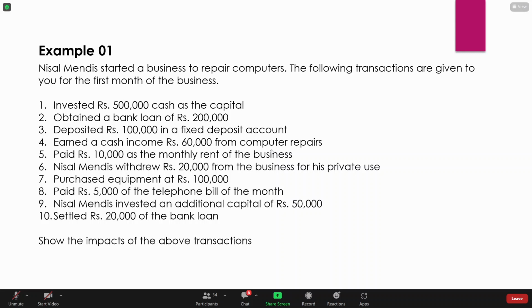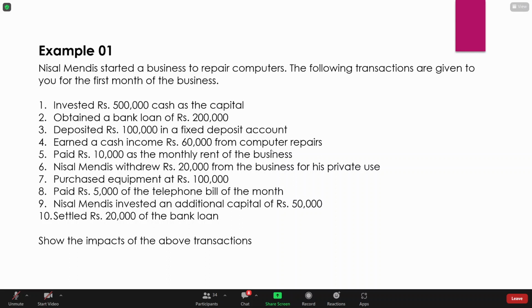Then the ninth one. Nisal Mendis invested an additional capital of 50,000. Now Nisal Mendis is investing additional capital. No difference, right? He's investing capital for the business. When he's investing capital for the business, it's an equity capital increase and a cash increase. Here, additional capital means cash will increase by 50,000 and equity capital will increase by 50,000. So both sides get balanced.